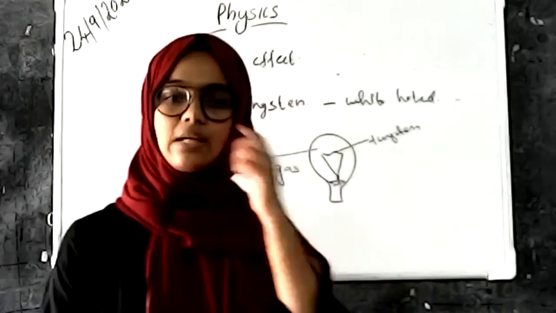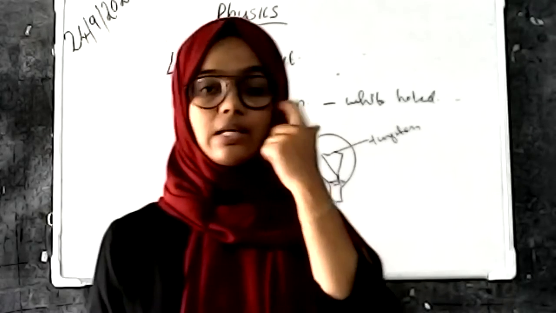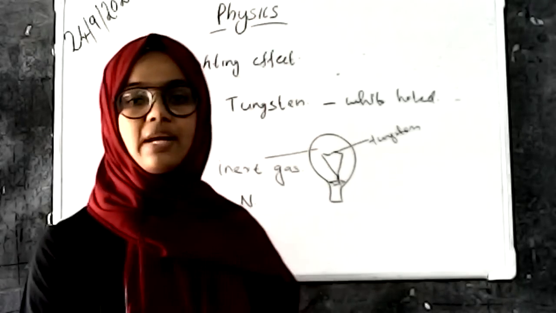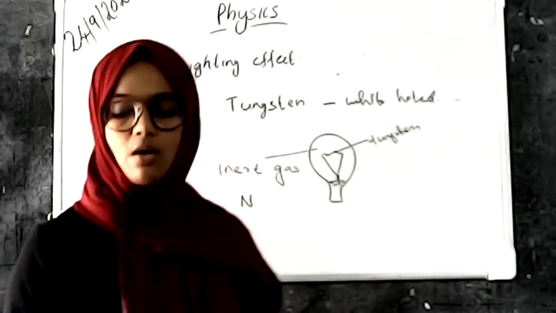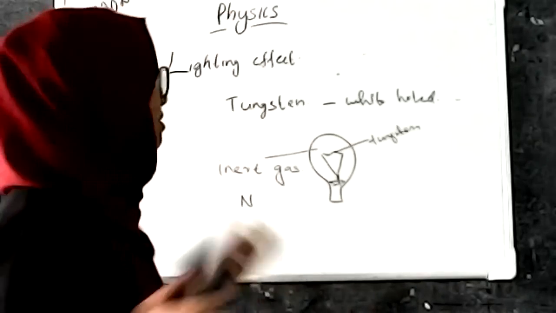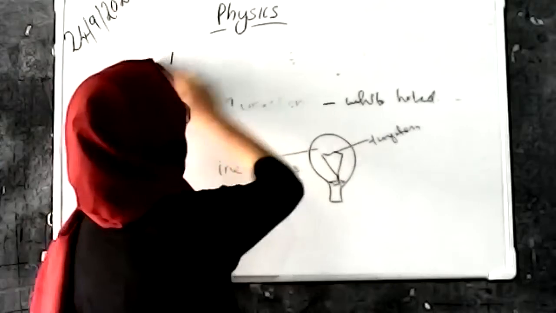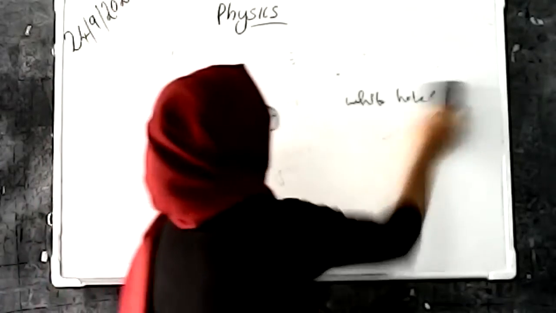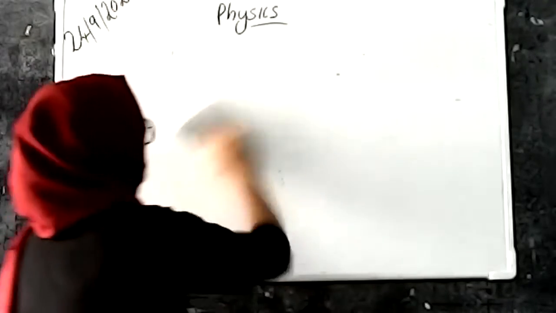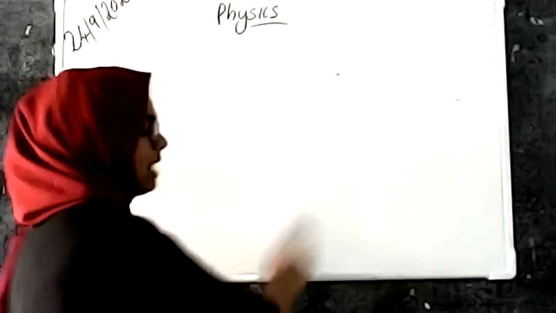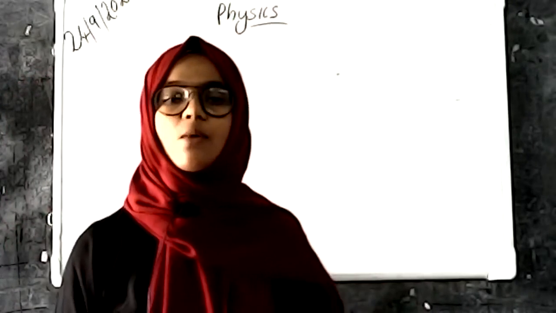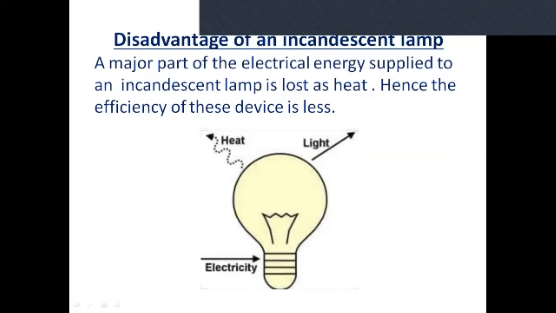So, we are using the incandescent lamp as a device that works on the basis of the lighting effect, and it has a disadvantage. Based on this disadvantage, we have so many other lamps or lights working on the basis of electricity. That is in this slide. What are the other types of lamps working on the basis of electricity?